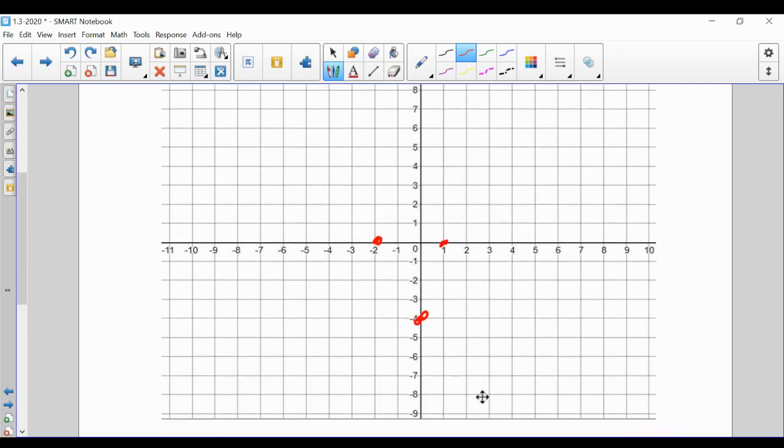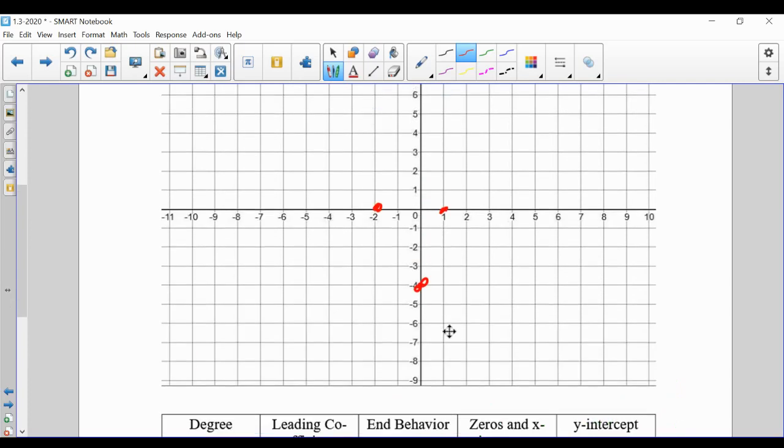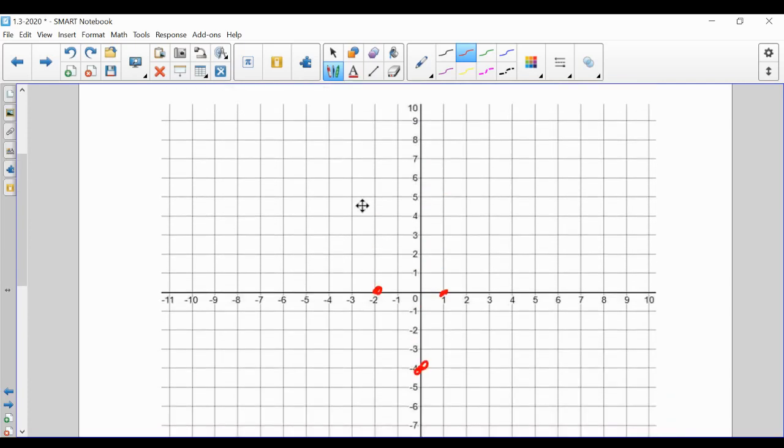So here's what I'm going to say. Remember, it goes from 2 to 4. That's what Jeremiah told us. It goes from 2 to 4. So I'm going to start at 2 up here. I'm going to come down through here, come up through here, bounce here and come back down. There's my 2 to 4.